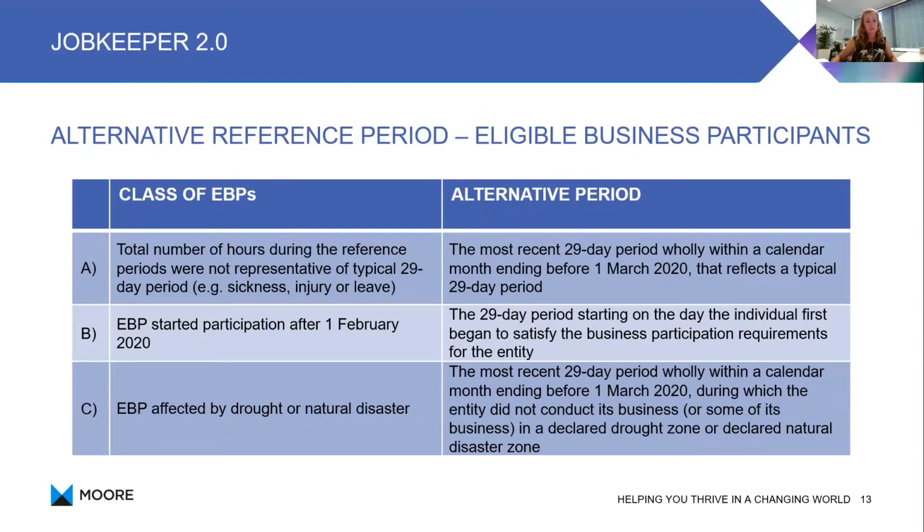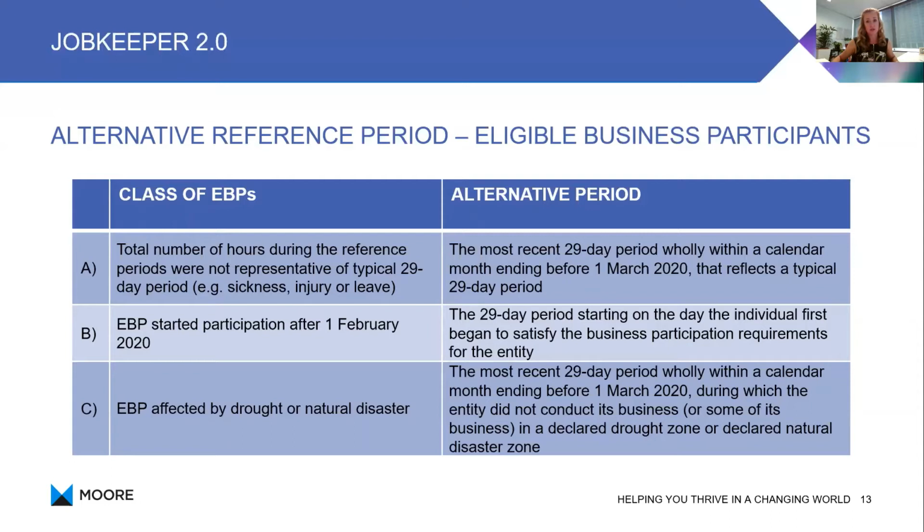Okay, eligible business participants. Now, because we're testing the whole month of February for an eligible business participant about whether they were actively engaged in the business for 80 hours or more, they've got slightly different alternate periods. So you'll see here we're looking at a 29-day period. And very similar, the total number of hours worked leading up to the test period was not representative of what they normally did. Maybe they started participation after the 1st of February.